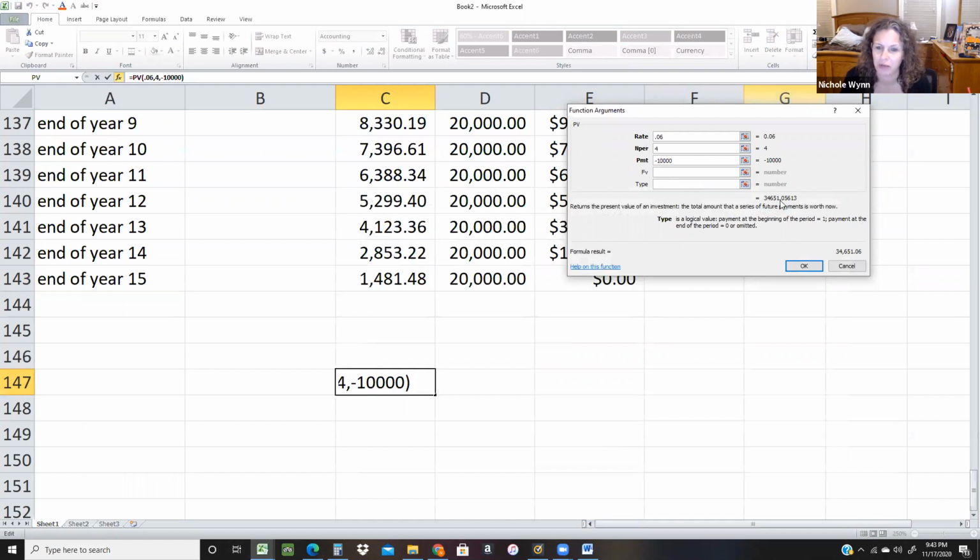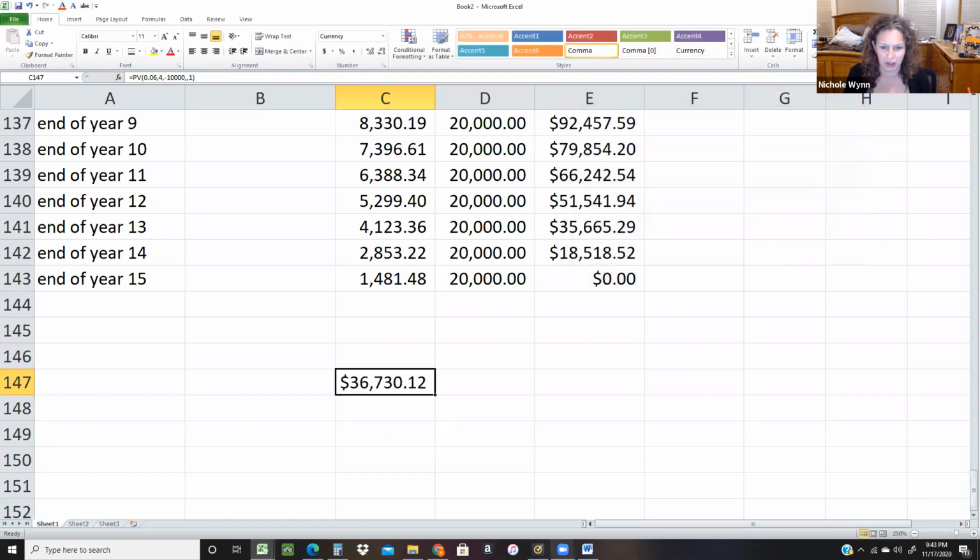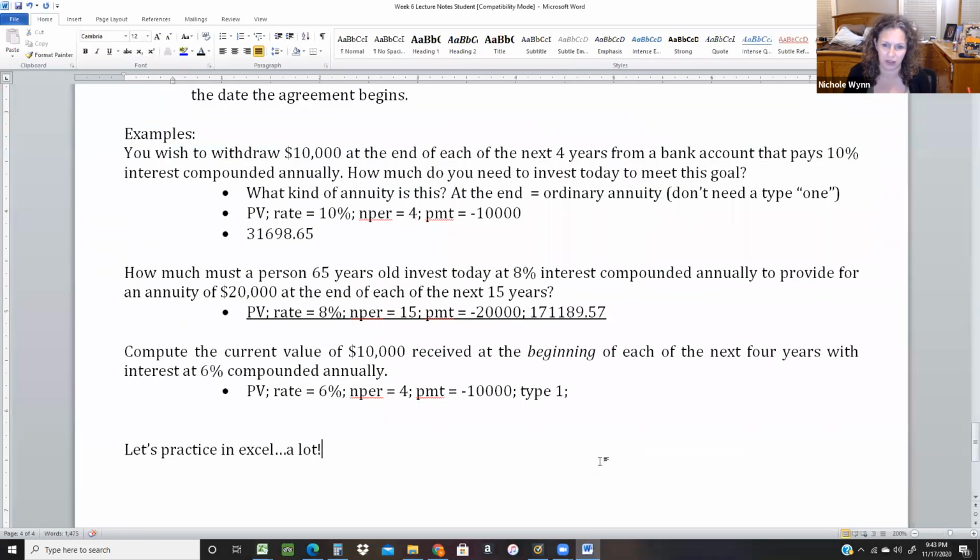Right now it says 34, but if I put the type 1 there, you're going to receive 10,000 immediately, so you can start growing interest on it immediately. So 36,730 and 12 cents.